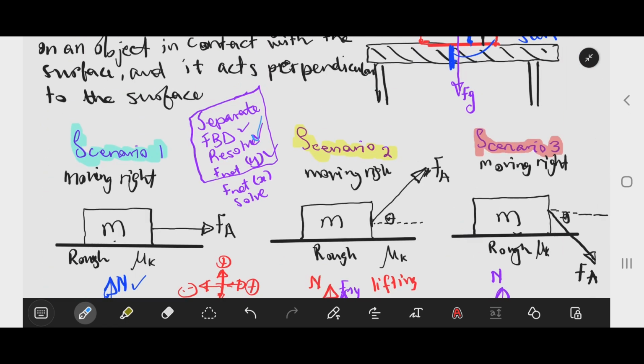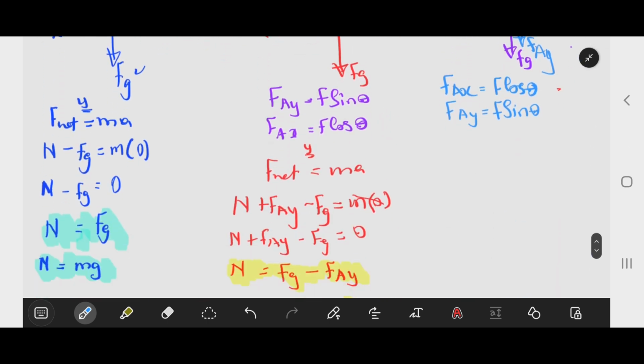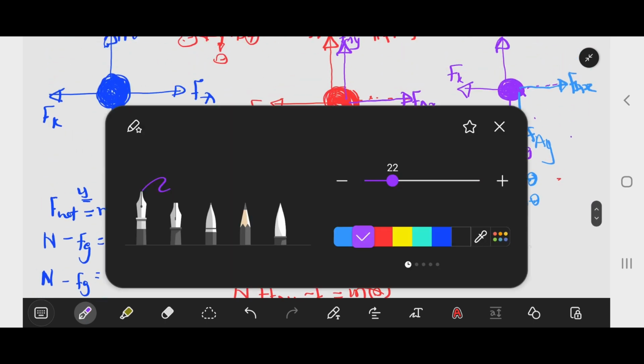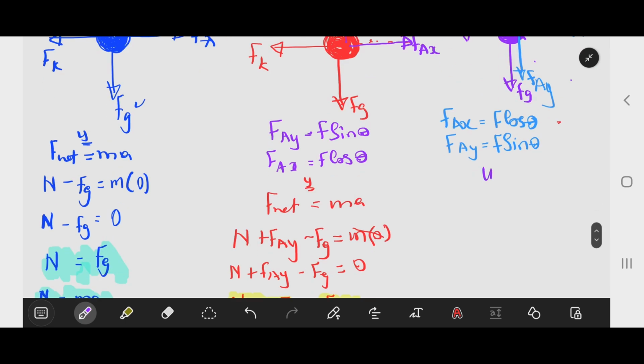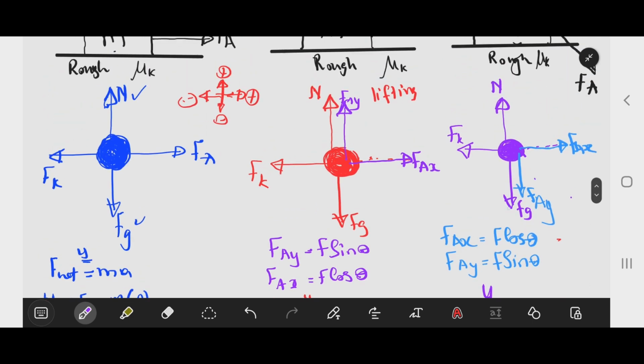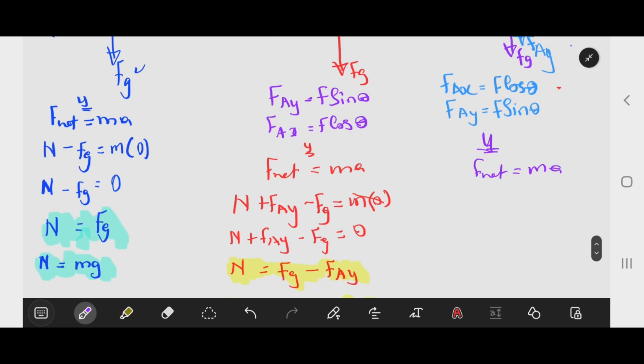Now we have completed step number 3, which is resolving. Let us go to step number 4, which is F net in the y-axis, so that we can calculate our normal force. F net in the y-axis would be F net equals MA. How many forces are in the y direction? From the resolved free body diagram, we can see that there are 3: the normal force, Fg, and the component of the applied force, Fay.